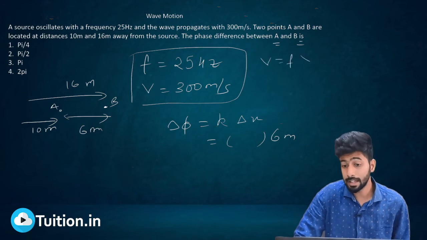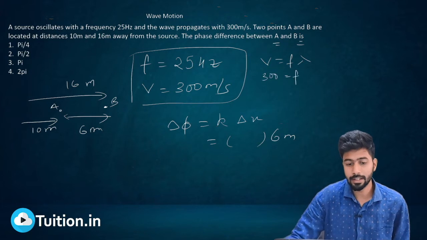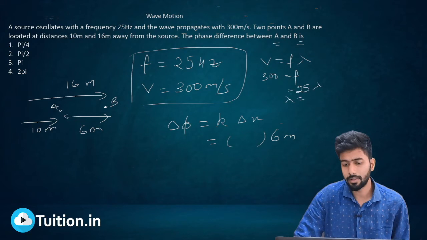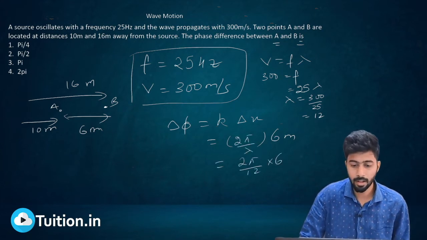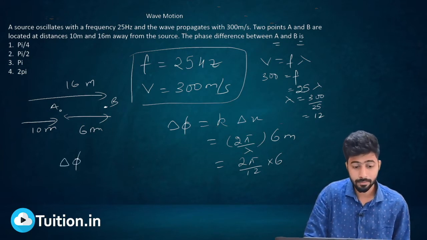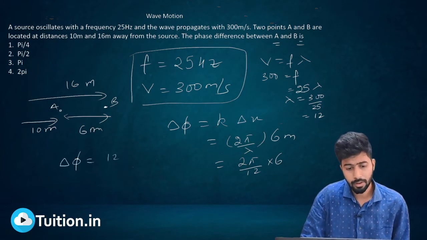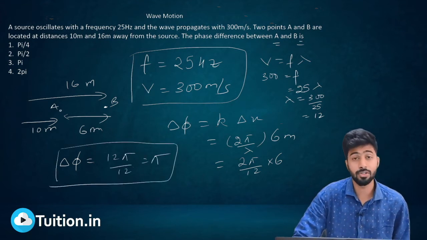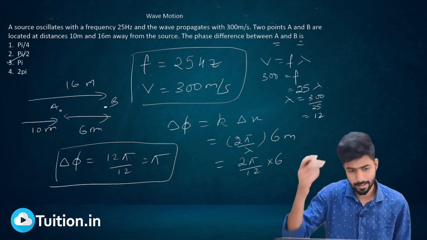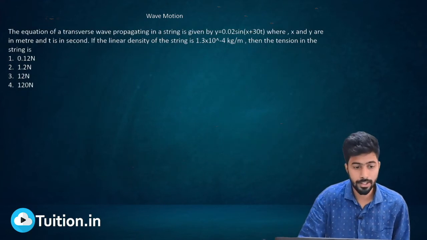Velocity is nothing but frequency into lambda for a wave. Velocity is given as 300, frequency is also given as 25. Lambda is not given, so you can find lambda from here. It's 300 by 25, which is 12. K is nothing but 2 pi by lambda, so the phase difference is 2 pi by 12 into 6. When you solve this, delta phi is 12 pi by 12, which is pi. So the phase difference between the two points is pi. Let's move on to the next problem now.